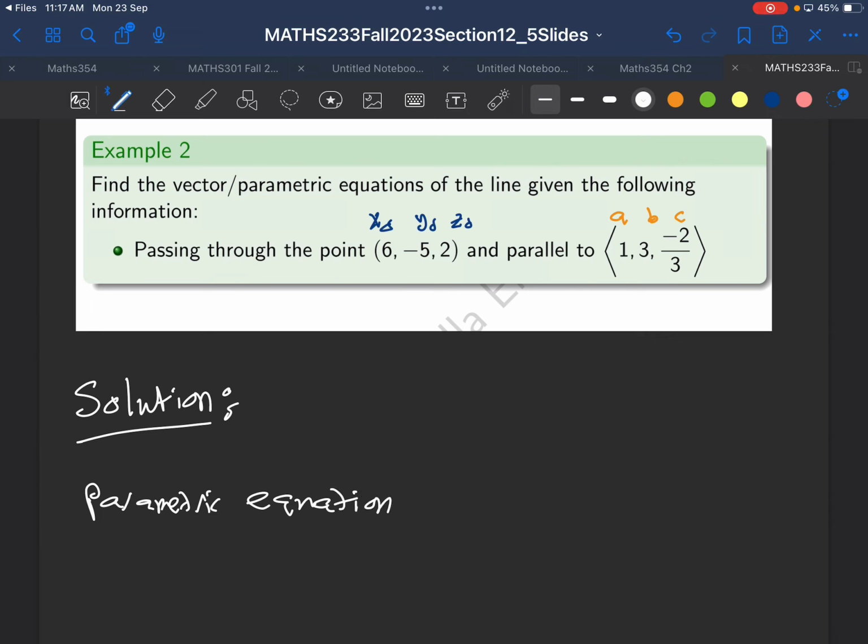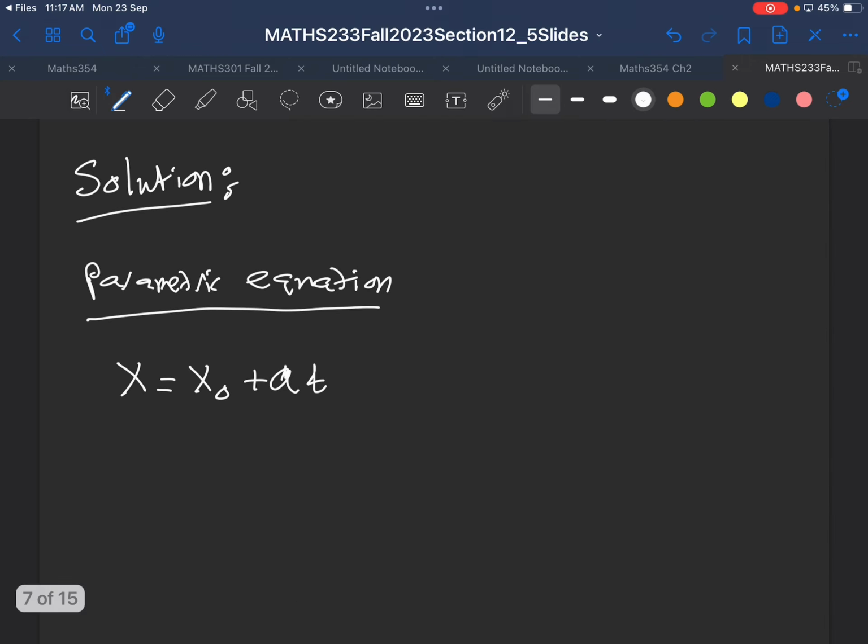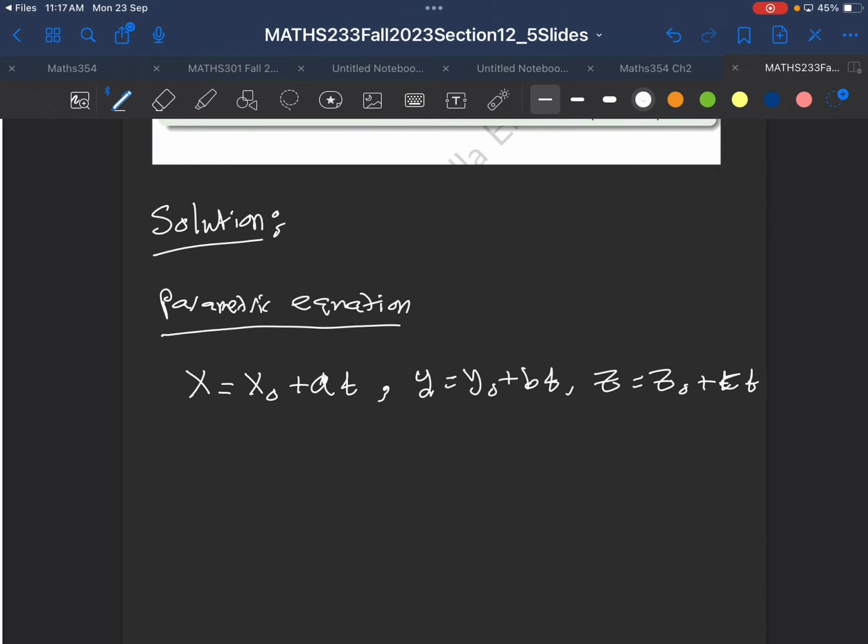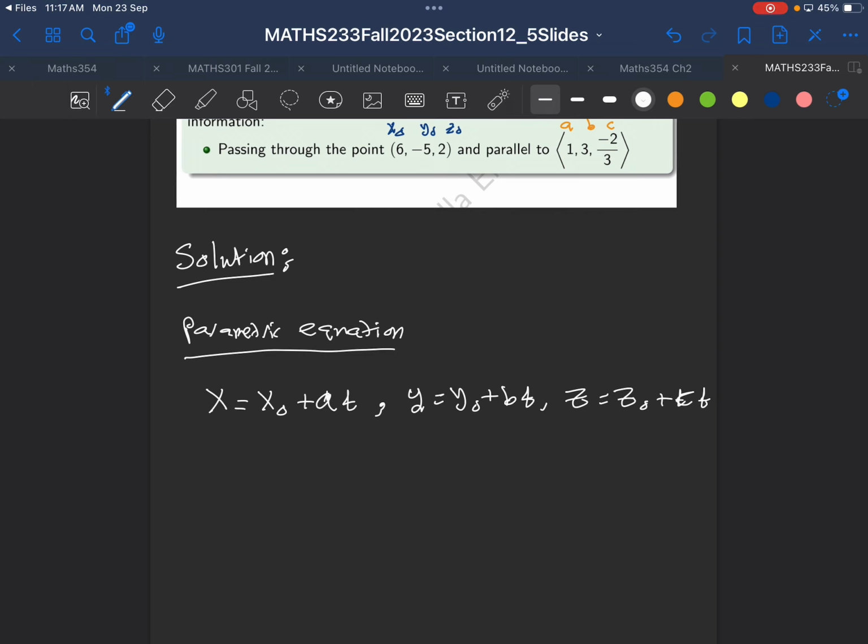Now the parametric equation, you have to write for me: x equal what? It's equal to x naught plus a times t, comma, y equal y naught plus bt, finally z equal z naught plus ct. And all what we need to do is substitute the numbers.